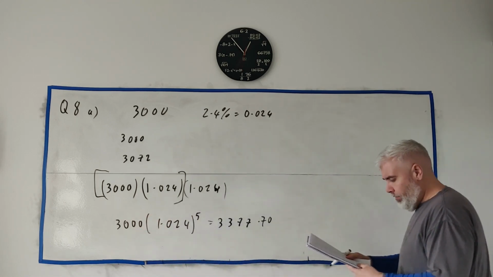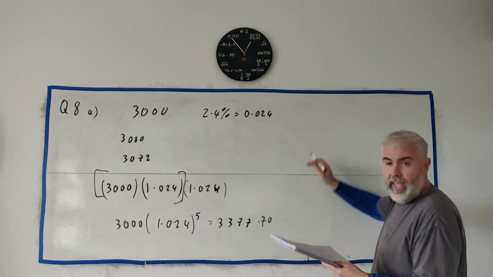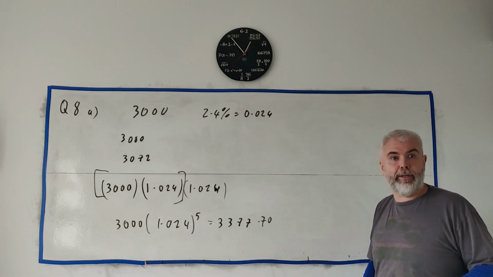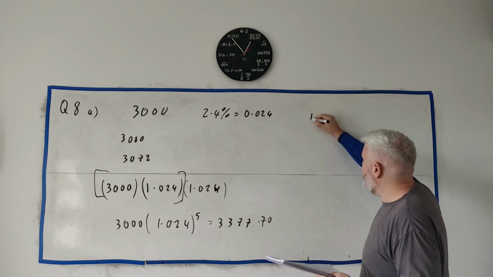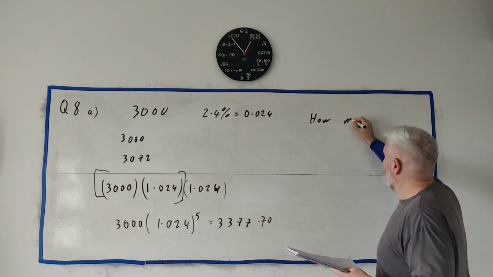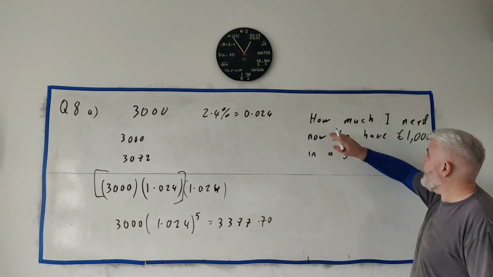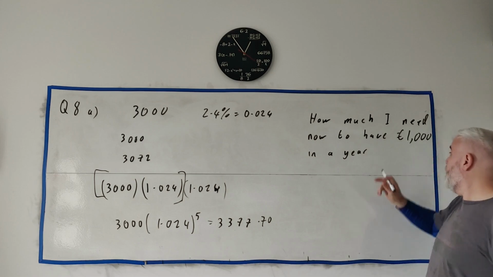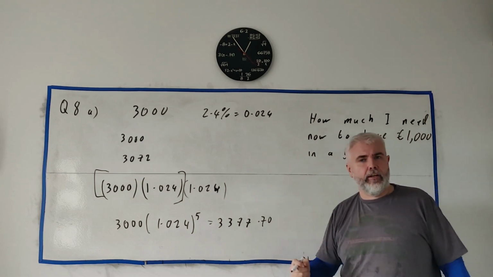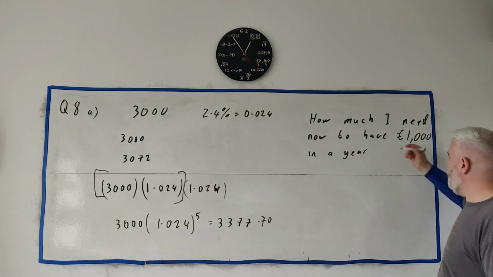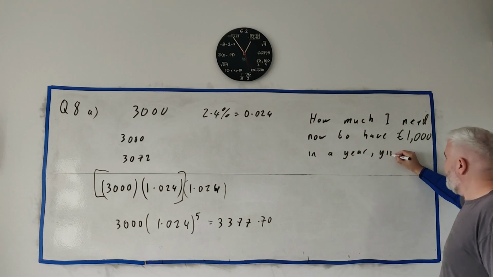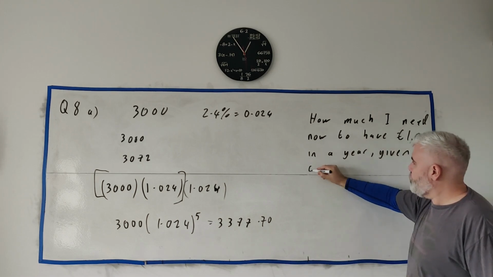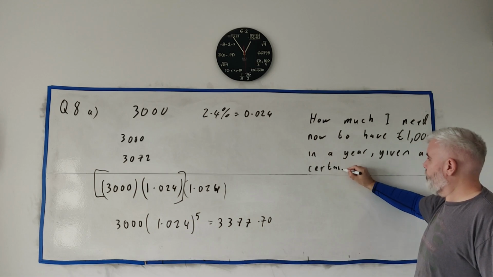So the answer I would write for this is: explain what is meant by present value. Present value is how much I need now to have 1,000 in a year, given a certain interest rate.